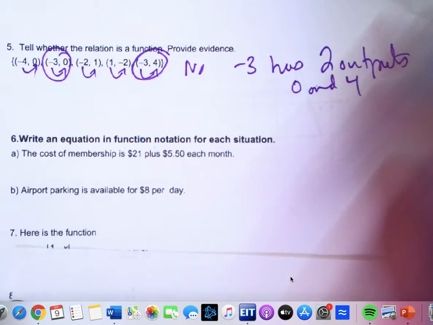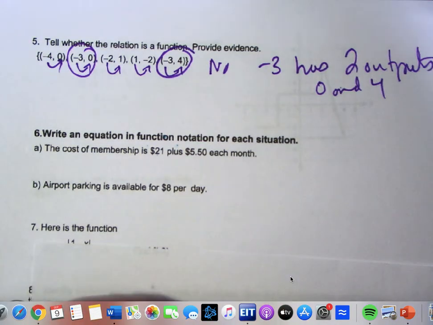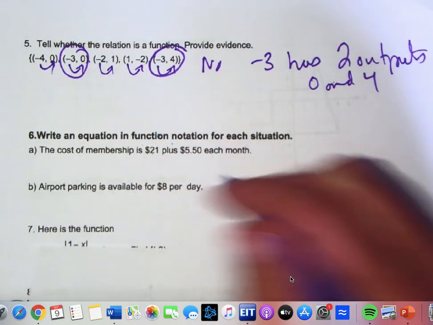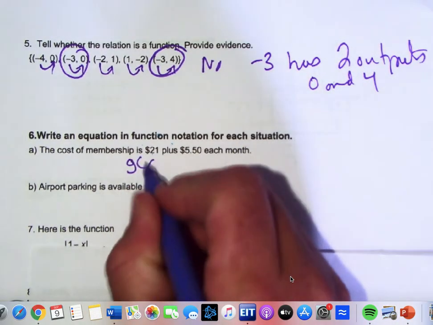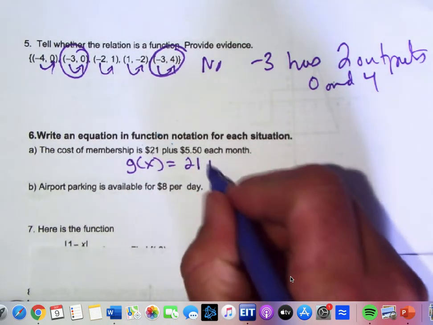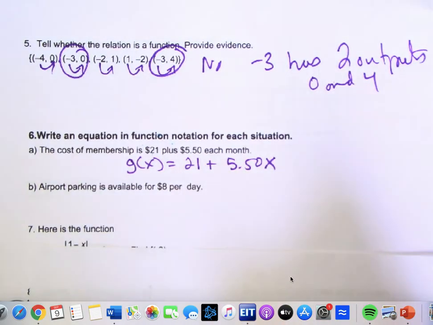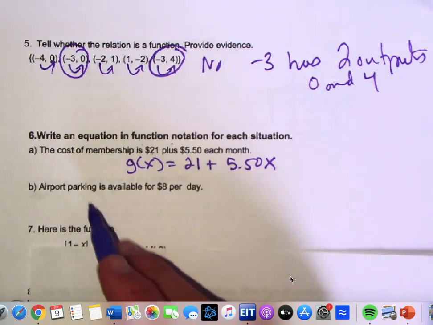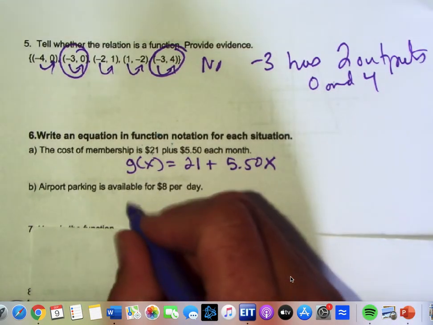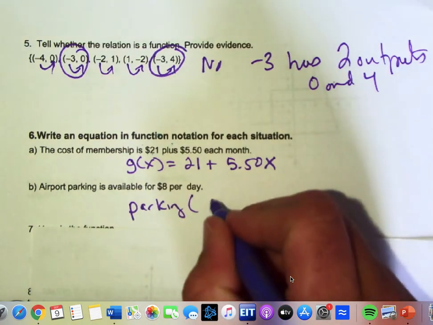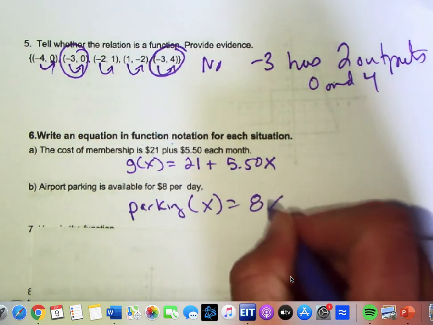Okay. Write an equation and function notation for each situation. The cost of membership is $21 plus $5.50 per month. So g of x equals 21 plus 5.50x per month, something like that. Airport parking is available for $8 a day. I don't know. p of x equals 8x.